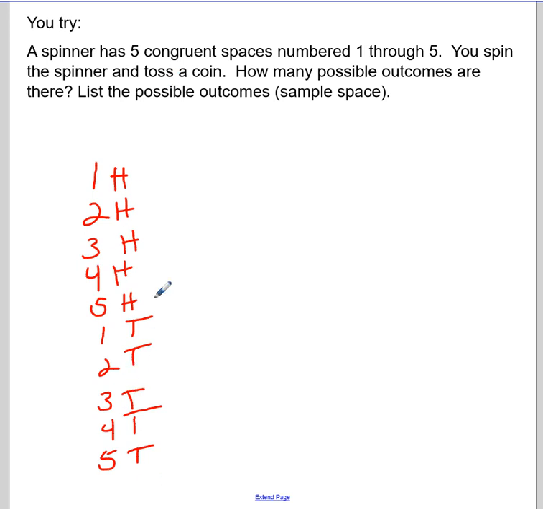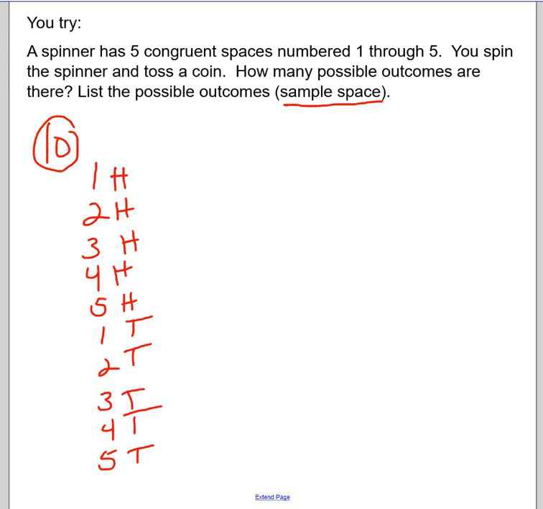So you can see I listed all my possible outcomes, or in other words, I listed my entire sample space here. I could get a 1 on the spinner and a head on the coin, or a 2 on the spinner and a head on the coin, etc., etc., etc. So how many possible outcomes are there? If I count these all up, I'm going to see that I have 10 possible outcomes, right?